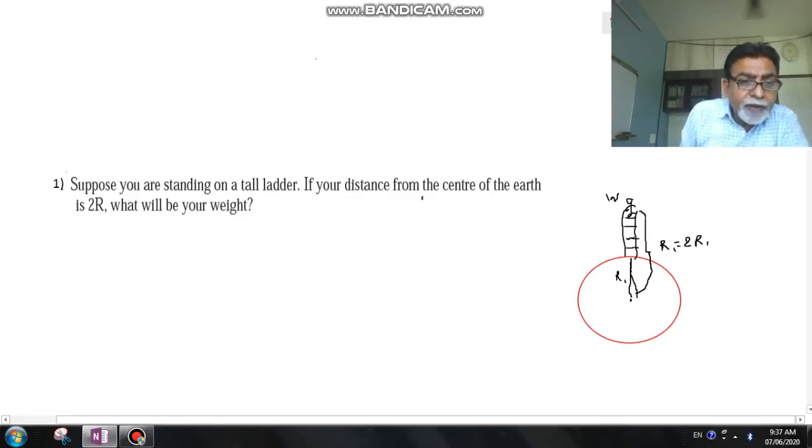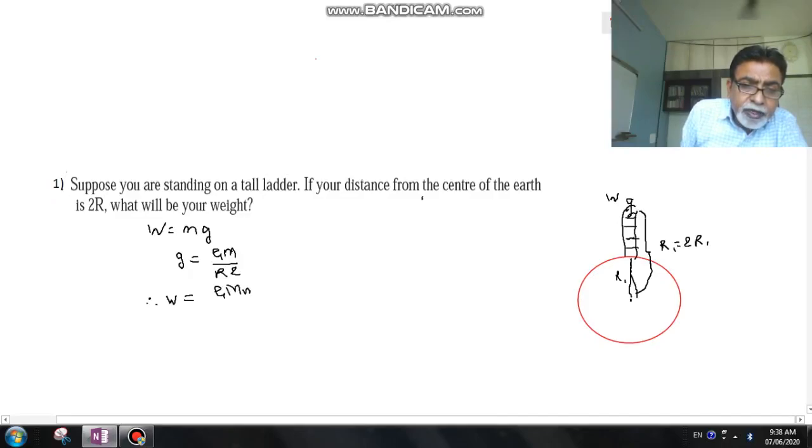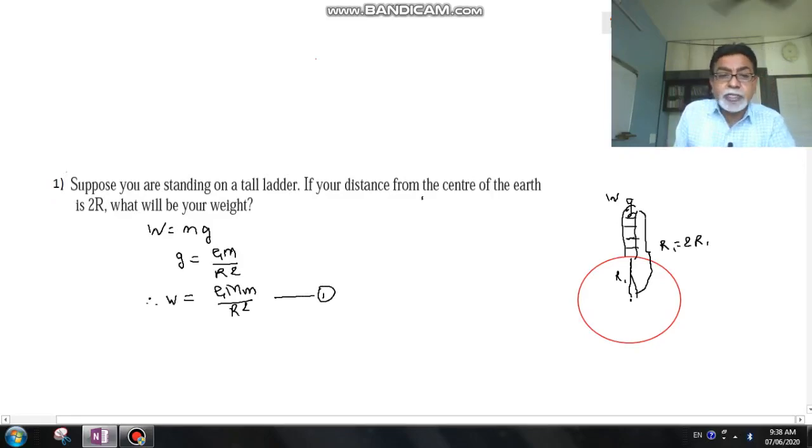So at first we'll calculate weight on the earth. Weight on earth is given by the formula W is equal to mg. But we'll put the value of g here, GM upon r square. Therefore W on the surface of the earth will be GMm upon r square. This is the value of your weight on the surface of the earth.